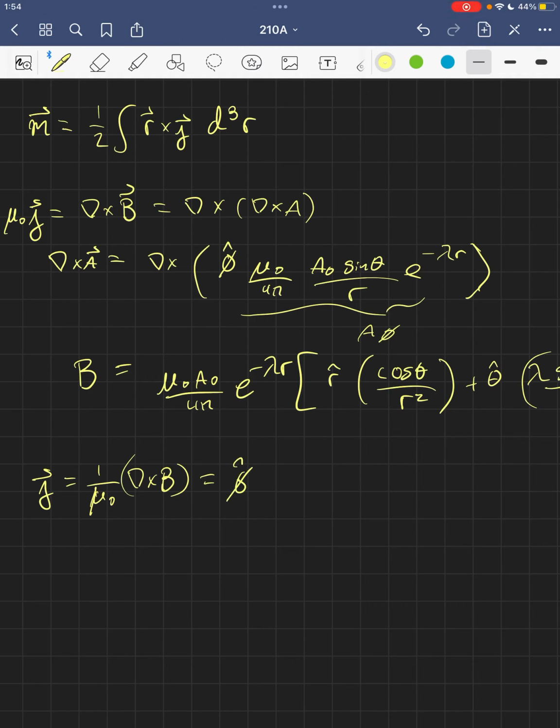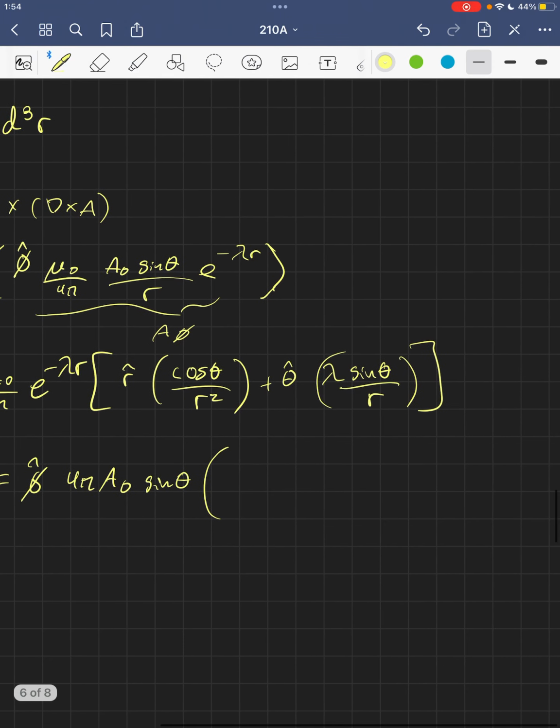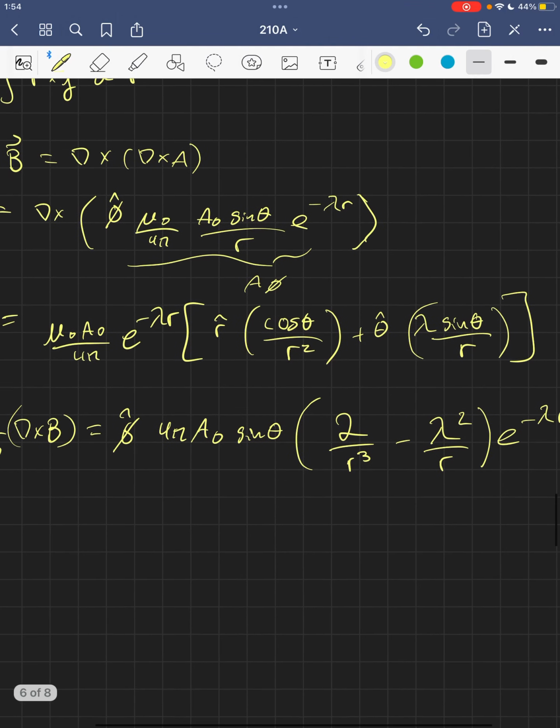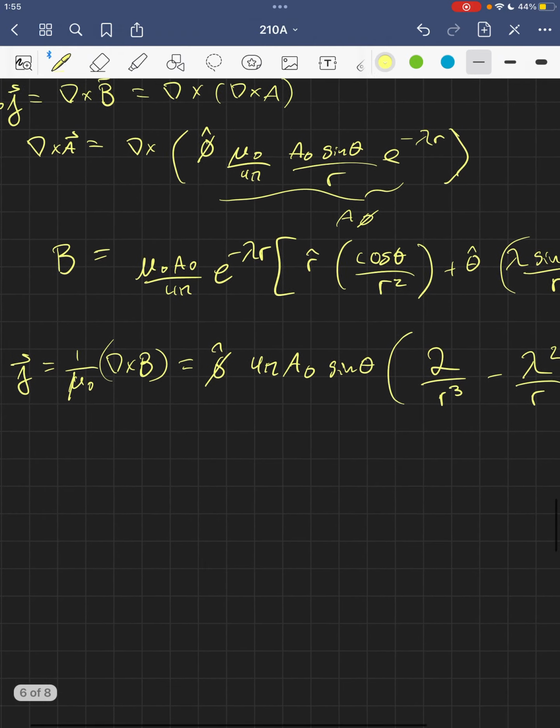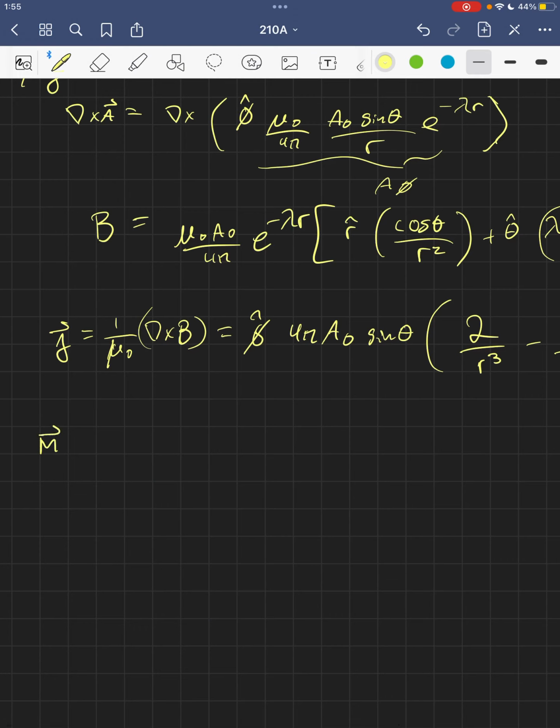So this is equal to phi hat 4 pi a naught sine theta times 2 over r cubed minus lambda squared over r, e to the negative lambda r. Okay, again, doing the same exact thing, taking the curl. All right, so from here, we can now find the magnetic moment, right?